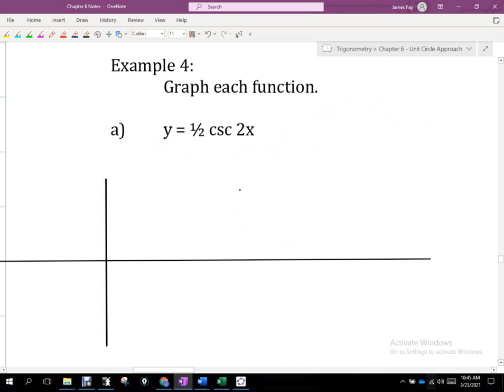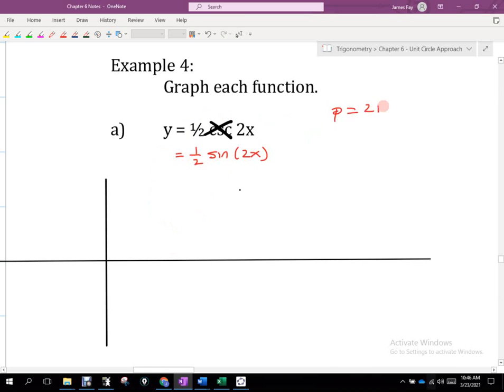If we look at the cosecant, 1/2 cosecant of 2x, first thing I want to do is make the relationship that cosecant is the reciprocal of what? Sine. So I'm not going to graph this. I'm going to replace that with sine. I'm going to graph 1/2 sine of 2x. Okay? Well, pay attention to the period.